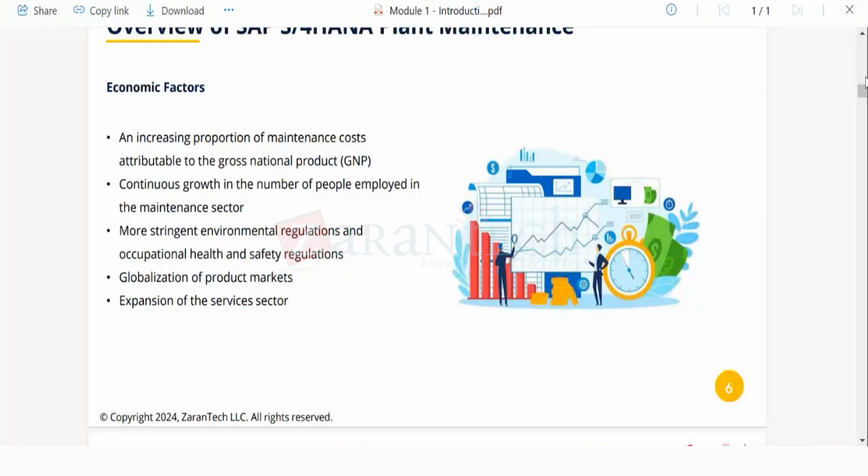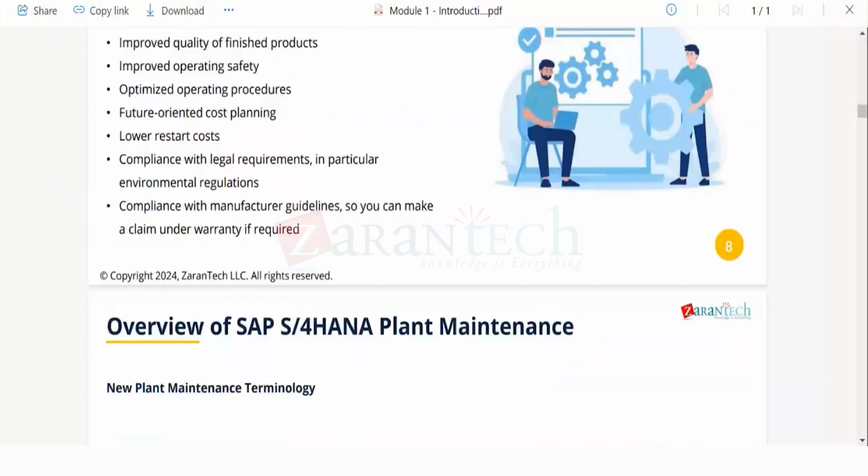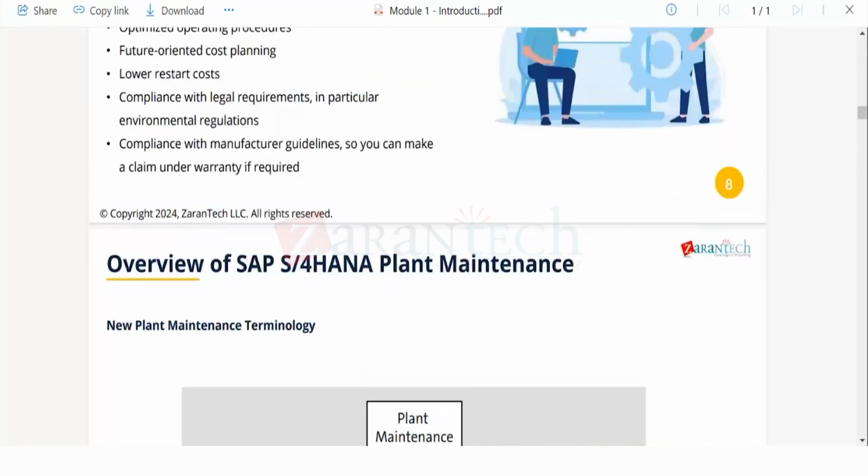Continuous growth in the number of people employed in the maintenance sector is also increasing day by day, due to the cases which are employed in SAP plant maintenance, maintaining the domain, maintaining the machineries, and all those things. What is actually the scope here? What could be the scope of plant maintenance? The scope of plant maintenance will be that we have all our machineries working in an efficient manner, producing all the quality products, and there will be the minimization of the maintenance cost as well.